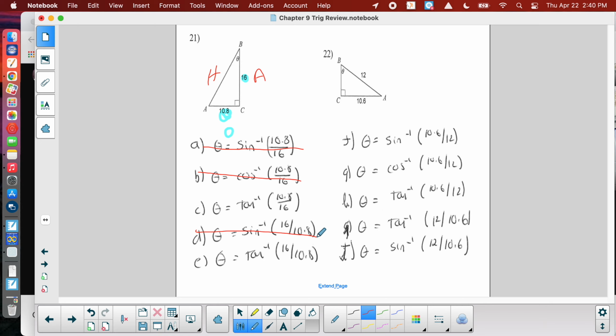Okay? Tangent is opposite over adjacent, so the opposite is 10.8. This one has 10.8 on the top, this one has 10.8 on the bottom. Oh, the 10.8 has to be on the top. It's the only answer that makes any sense. Again, identify. Hypotenuse, opposite, adjacent. I'm using opposite hypotenuse. Which function? Sine, okay.